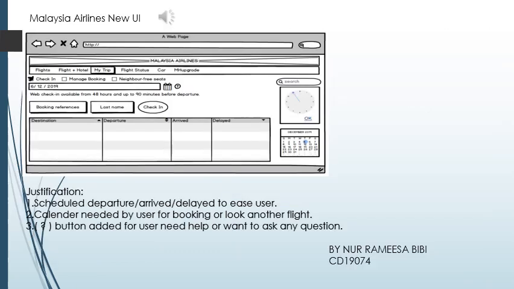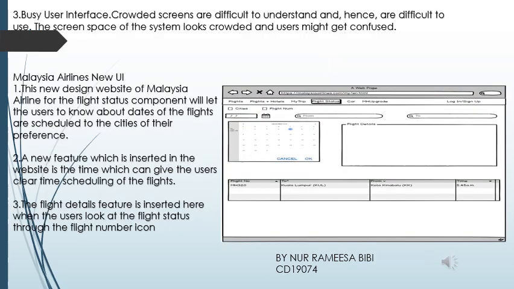Malaysia Airlines new UI for My Trip. Justification 1. Scheduled departure, arrival and delay to make it easier for the user. 2. Calendar needed by user for booking or looking at another flight. Question mark button added for user who needs help or wants to ask any question. 3. Busy user interface. Crowded screens are difficult to understand and hence are difficult to use. The screen space of the system looks crowded and the user might get confused.